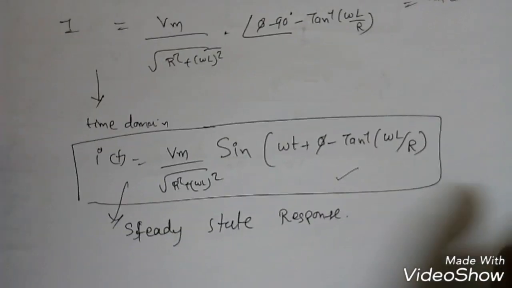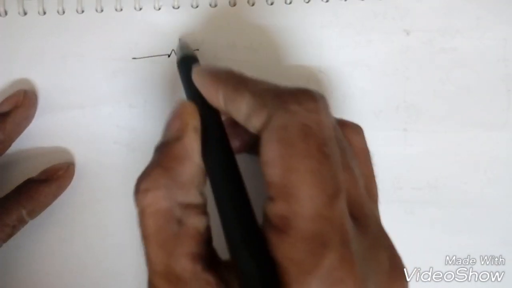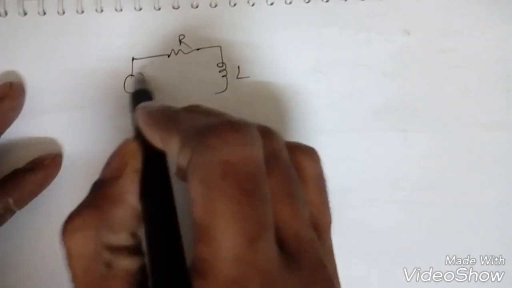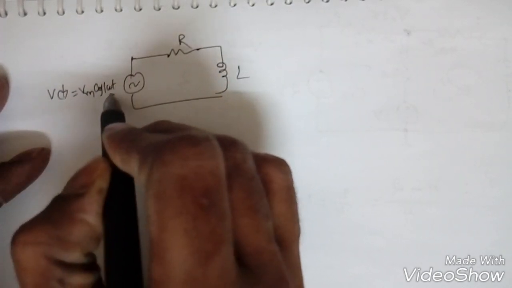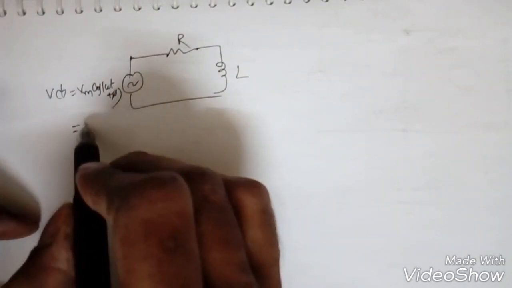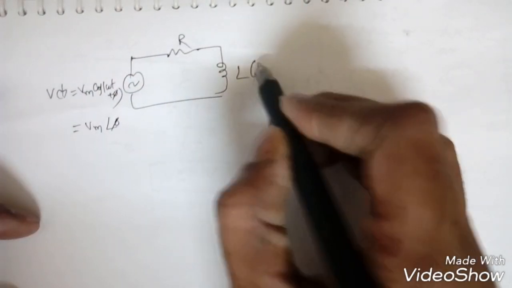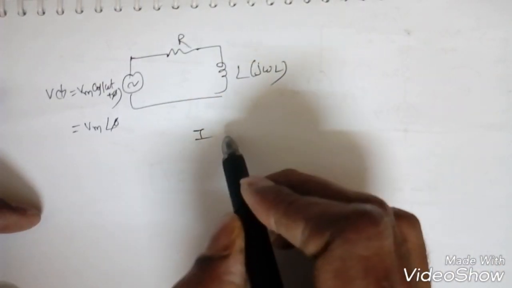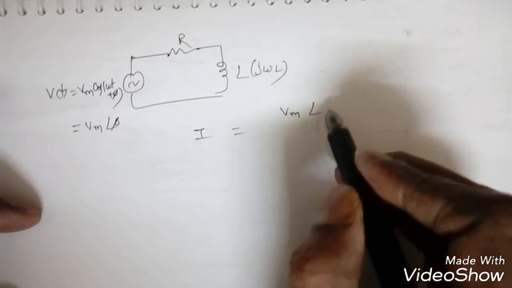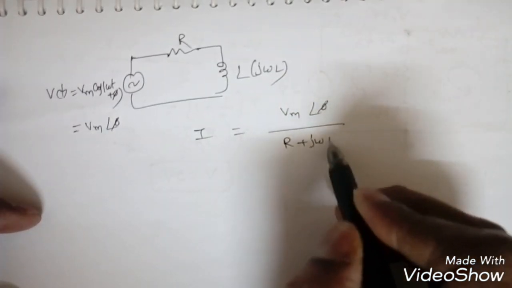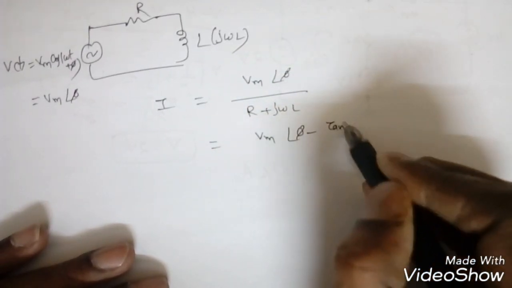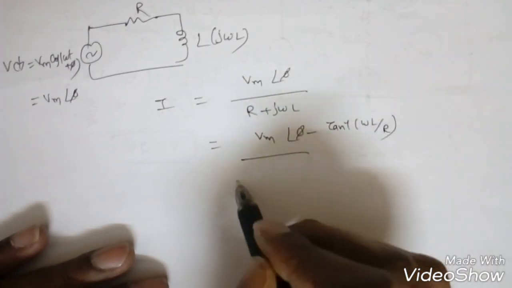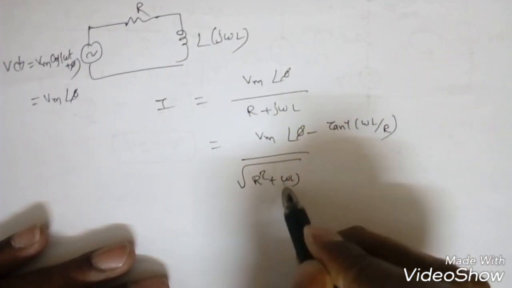Now you do for cos signal, I will give some hint. So that is the same R and this is L. Suppose V of t is given as Vm cos omega t plus pi. So in a phasor domain it will become Vm angle pi and this will become j omega L. So I am writing directly I becomes Vm angle pi by R plus j omega L. Now if I find magnitude and phase, we will get Vm angle pi minus tan inverse omega L by R, by square root of R square plus omega L whole square.